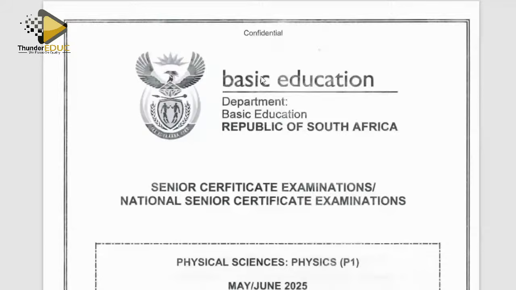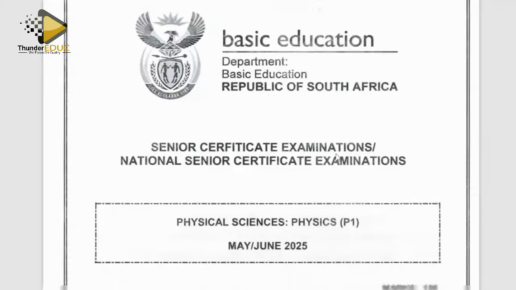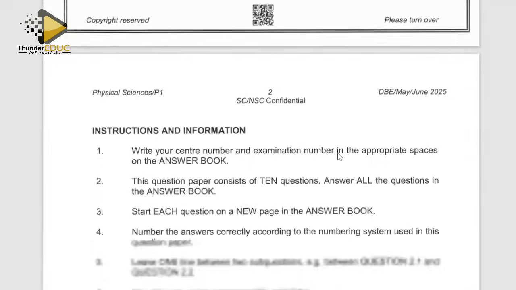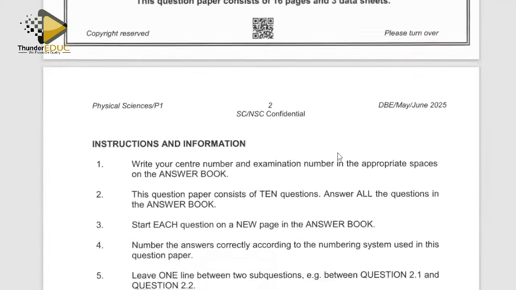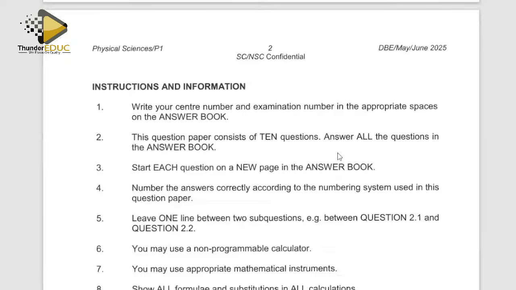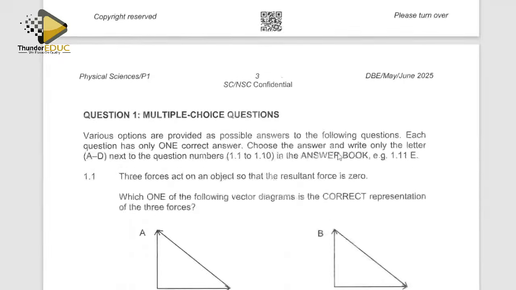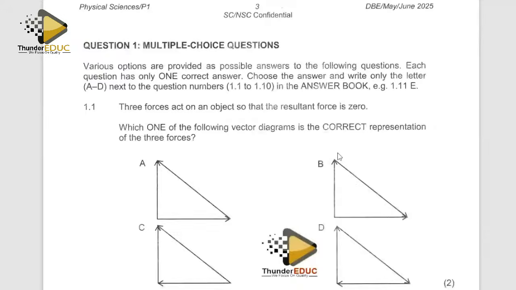Hello, welcome to yet this episode where we shall be looking at the proposed memorandum for the Physical Sciences Paper 1, grade 12, May, June 2025. In this paper, we have 10 questions that we shall be looking at and exploring. With question number 1, which is the multiple choice, they're telling us that we have 4 options and we must choose the most correct option.